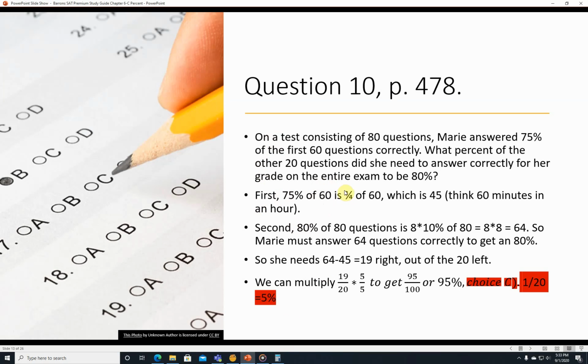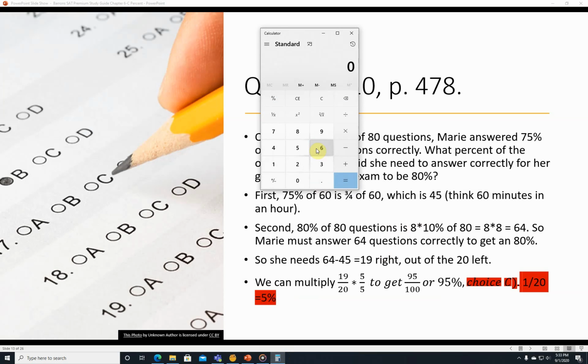Hopefully you know 75% and 3/4 are the same thing. You can think of 3/4 of a dollar in coins, where a quarter is 25 cents, is 75 cents. So anyway, 75% is 3/4, so 3/4 of 60 is 45. You can also think of 60 minutes in an hour. 45 minutes is 3/4 of an hour.